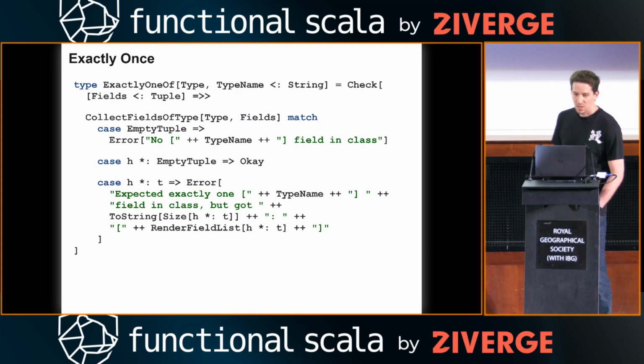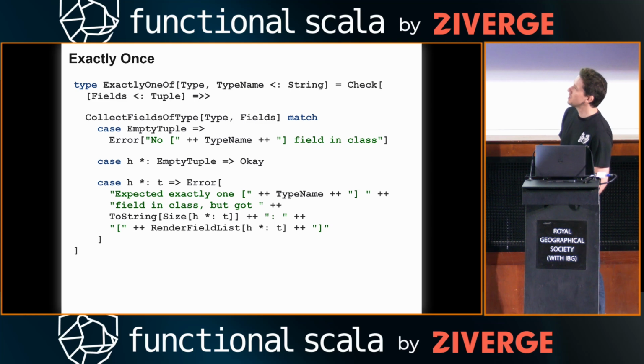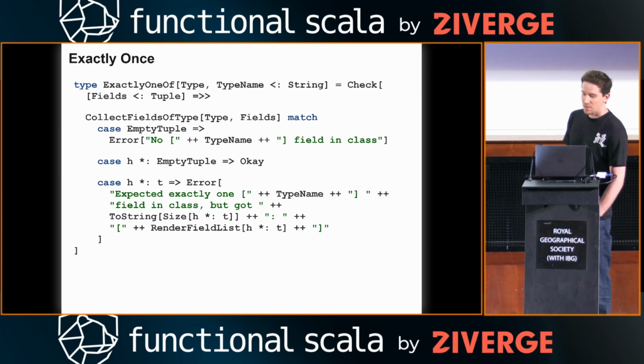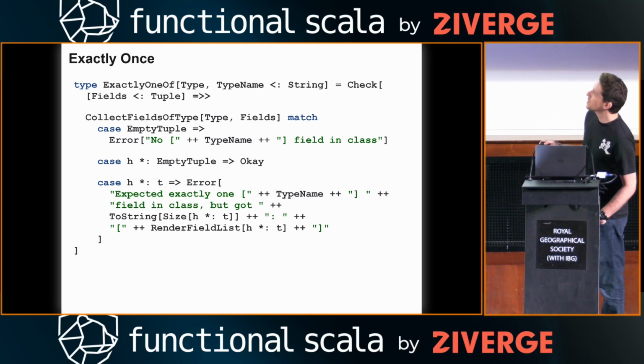And then the last case, which is a bit noisy, and I hope someone comes up with a string interpolation at the type level compiler plugin or something. But basically it says, okay, we have more than one instance of this field, so we produce a message that contains all the relevant information about this thing, including the size of how many times I saw it.